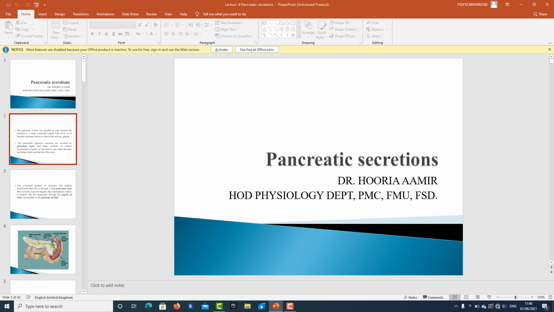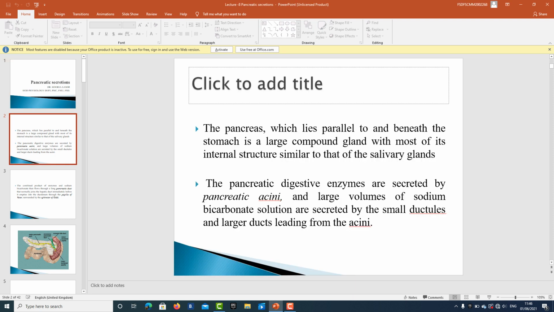You all know that pancreas is actually a leaf like structure which is lying parallel to and beneath the stomach. It is a large compound gland with most of its internal structure very much like that of the salivary glands. The pancreatic digestive enzymes are secreted by pancreatic acini in large volumes of sodium bicarbonate solution. They are being secreted by the small ductules and larger ducts leading from the acini.